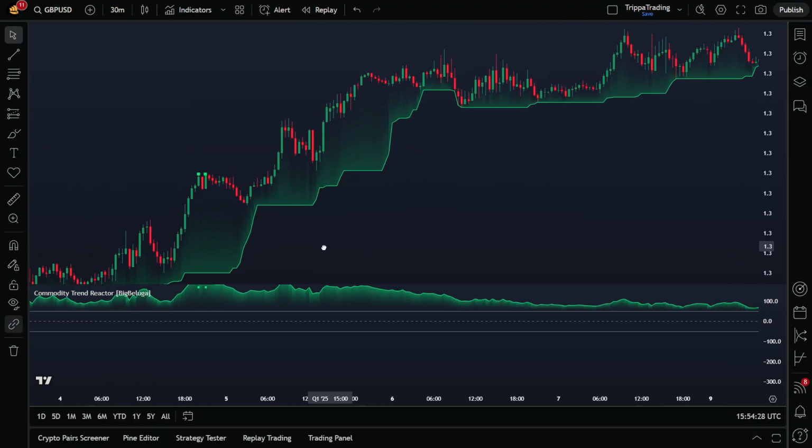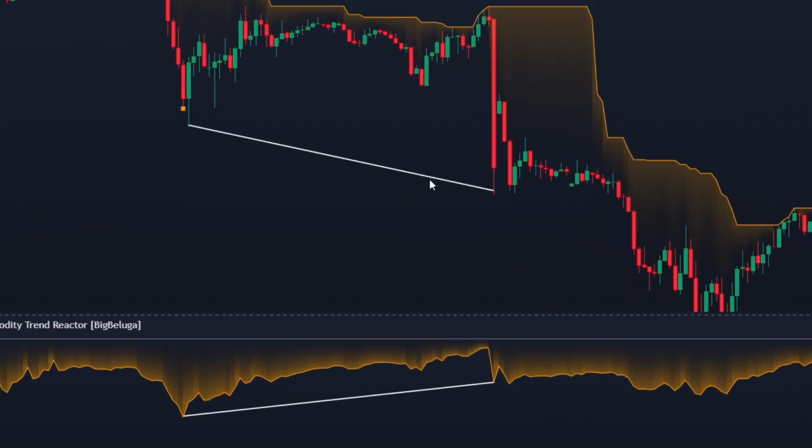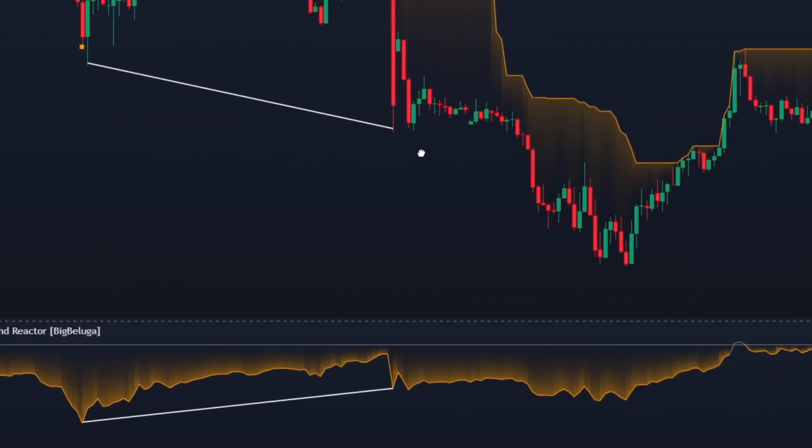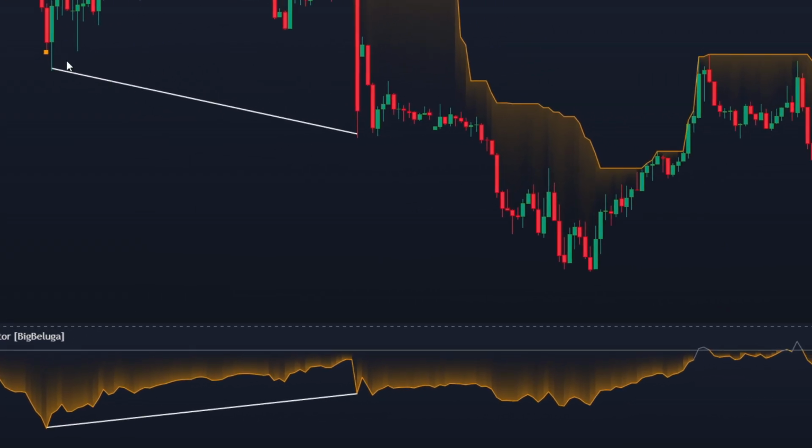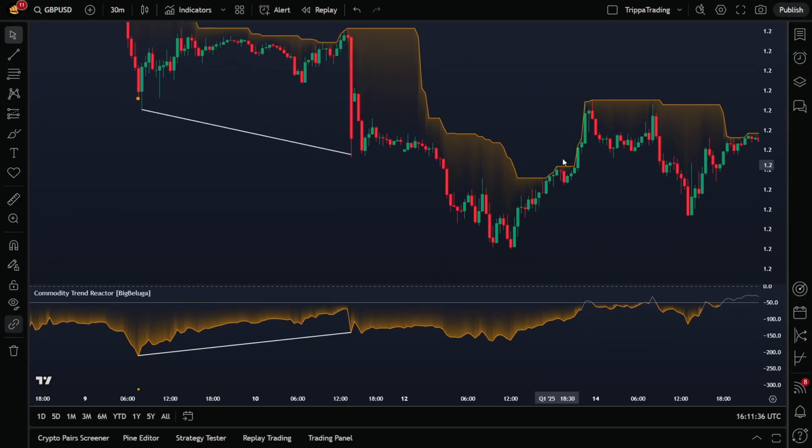Let me give you an example. Look here. The price creates a lower low, but the oscillator forms a higher low. Classic bullish divergence. The indicator also throws a signal here, suggesting a potential reversal, but instead of price launching upward, it just goes downwards, and then in a range. So we don't rely only on divergence.